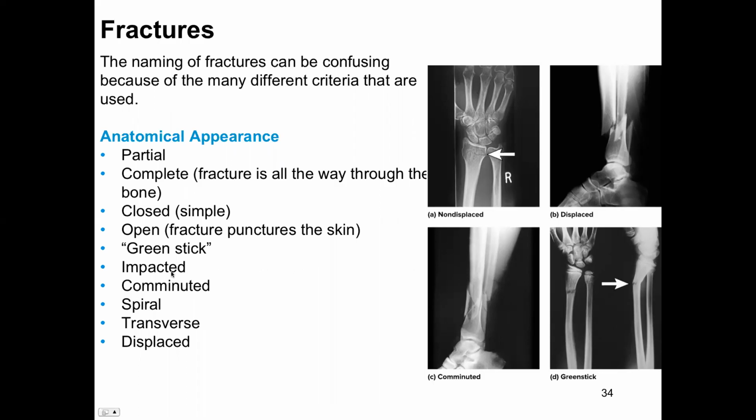Impacted, that one would be sort of like the squishing. There's comminuted. Oh, the comminuted. This is nasty. This is like more than 3 pieces. A spiral fracture is just what it sounds like. And then transverse and displaced. So there's all these different terms. So like non-displaced, you can see that the bone isn't shifted, whereas displaced it is. So you could have several of these terms referring to any one particular fracture. Okay, so just so you know.